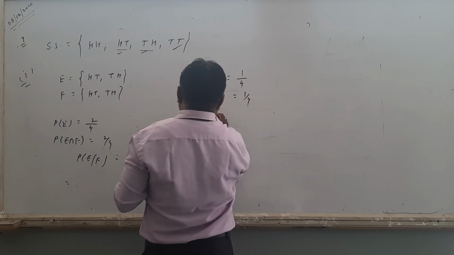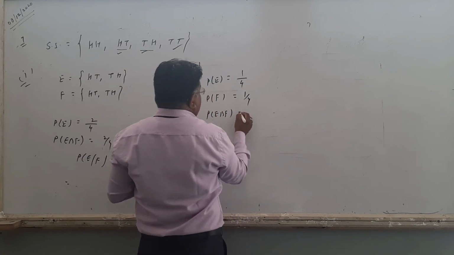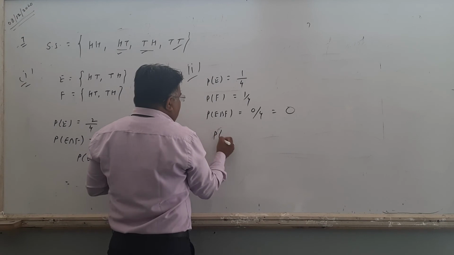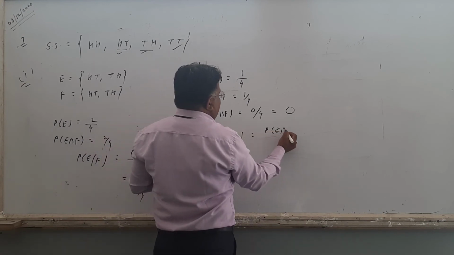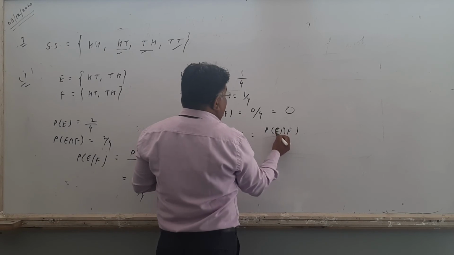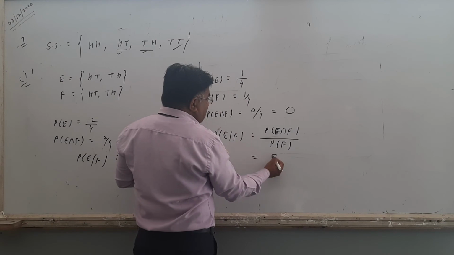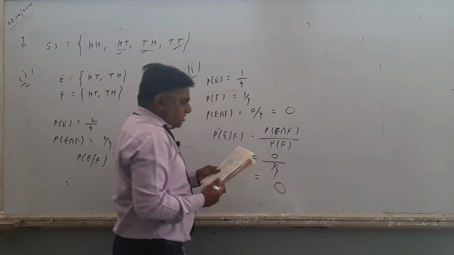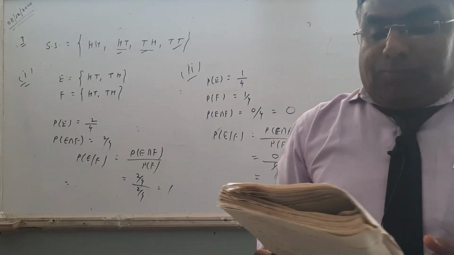Now the common part: there is nothing common in both. HH came in one, TT came in the other, that means the intersection is 0 by 4. The probability is 0. So now find P(E given F) by applying conditional probability, P(E∩F) upon P(F), which is 1 by 4. That is 0 upon something, so the answer is 0. Right?